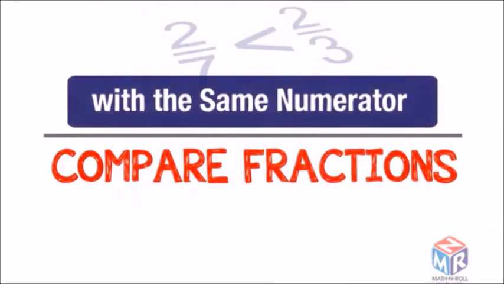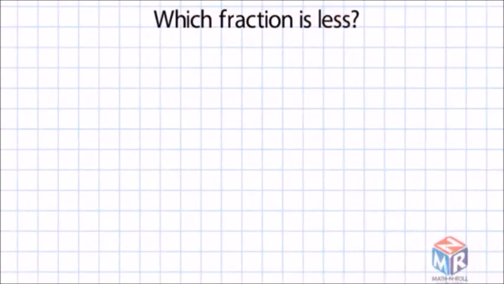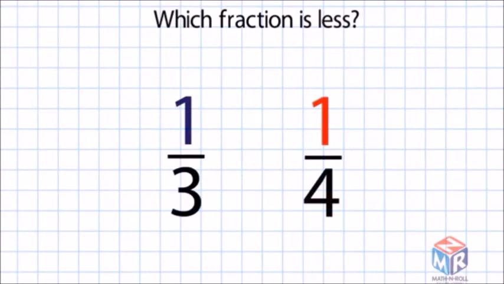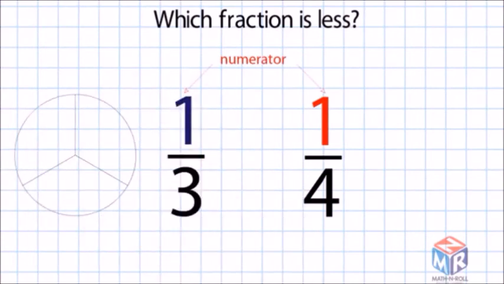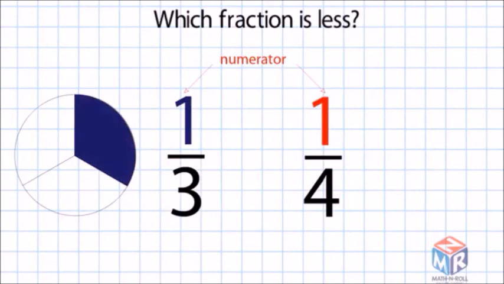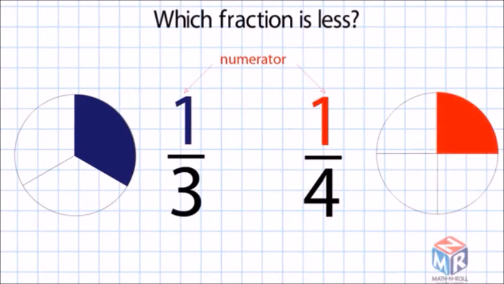Compare fractions with the same numerator. Which fraction is less? 1 over 3, or 1 over 4. These fractions have the same numerator, 1. You can use models to compare fractions. 1 out of 3 equal parts is colored. 1 out of 4 equal parts are colored.